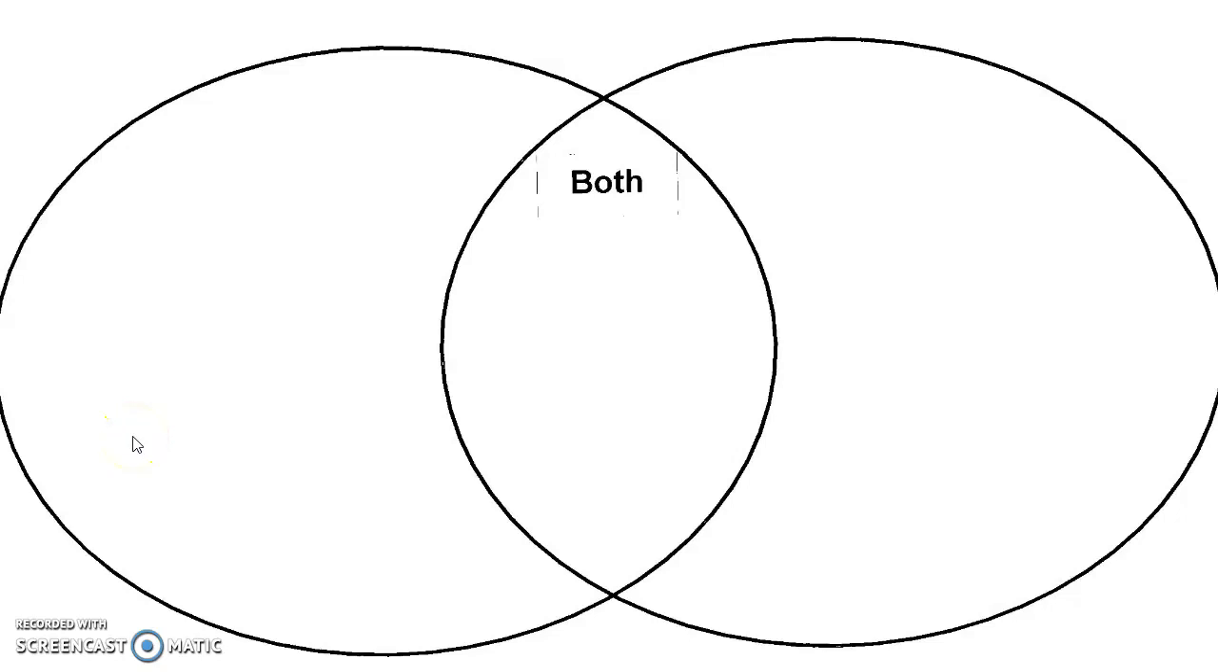A Venn diagram is a good way to separate data and see how they compare. So today we're going to talk about how to draw a Venn diagram and then also how to use it.